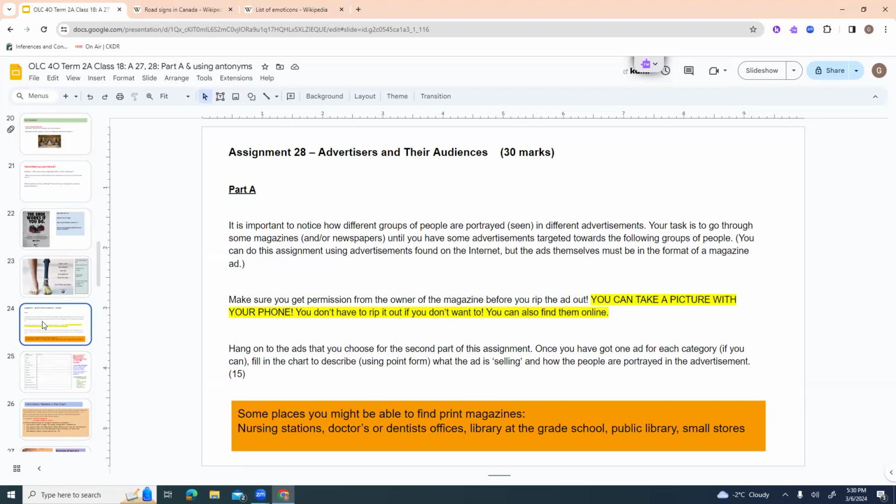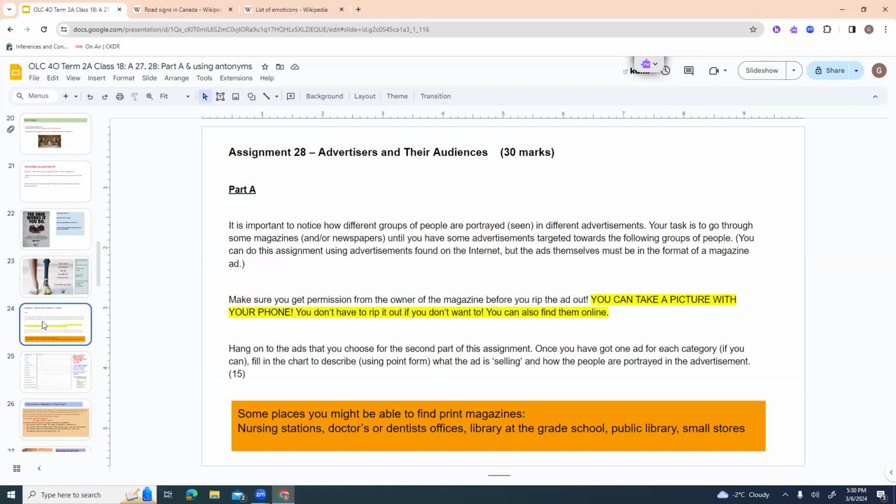So I'm going to point out you can do this assignment using advertisements found on the internet, but the ads themselves must be in the format of a magazine ad, which we'll talk about in a second. Make sure if you are using real ads and it's not your magazine, that you get permission from the owner before you rip them out.